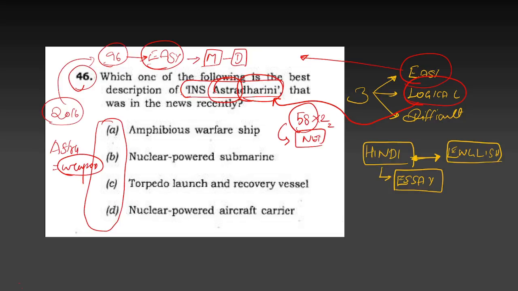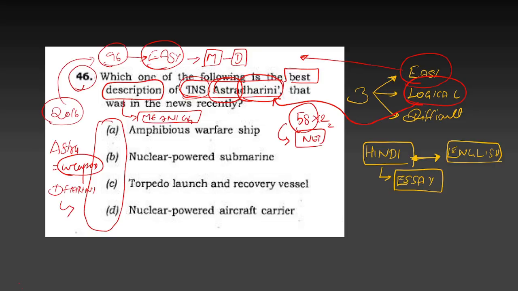Okay, INS, leave that. In recent news, they are asking for the best description. Following is the best description. So they are asking your word meaning. Am I making sense? They are not asking what is that; they are asking which of the following best describes. So Astra is weapon, and Dharini you should know. It is like holding, right? Dharini, Dharin. So Dharini is you holding something.